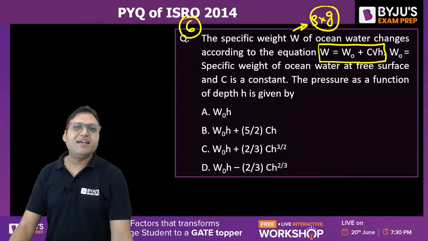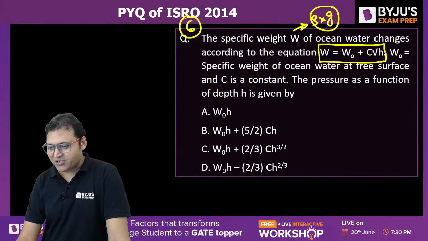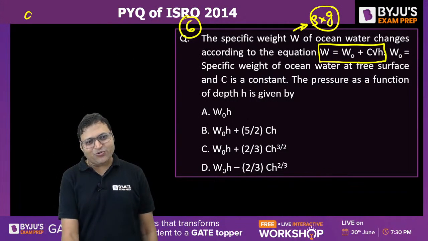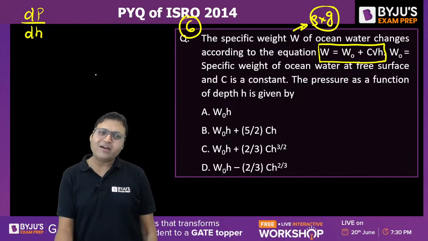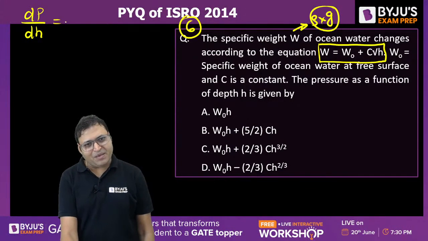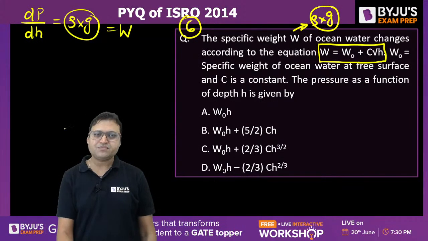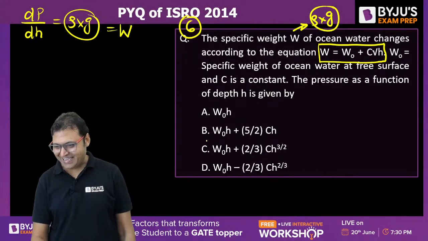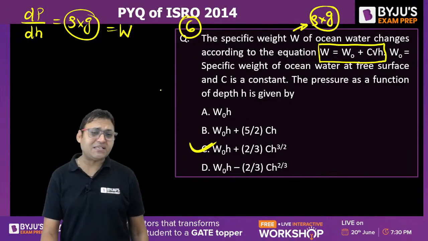The question is from the hydrostatic law. So according to hydrostatic law, dp by dh, where h is the depth from the free surface, we can also call it z or any other parameter. dp by dz is equal to rho into g. And what is rho into g? That is W. Yes, now that is how you have solved the question correctly. Option C is the right answer.